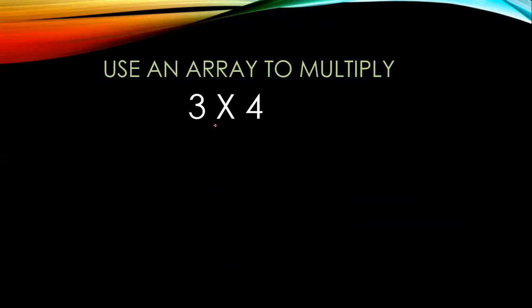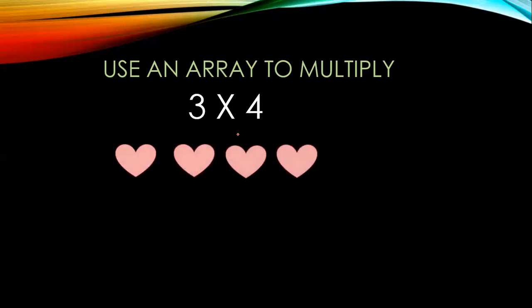Okay, and here is one strategy for doing so. It's an array. Here we have 3 rows and 4 columns, or you can also read these situations as 3 rows of 4 objects. 3 rows of 4 objects, and that's how I'll count in here. So I have 1 row of 4 I'm about to count. 1, 2, 3, 4.